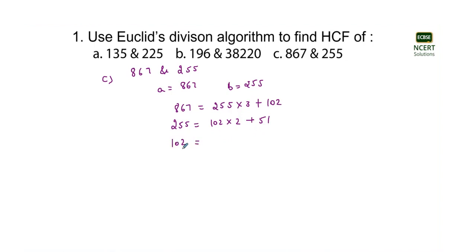Applying Euclid's division lemma over these numbers, 102 will be equal to 51 into 2 plus 0. Which means that if we divide the number 102 by the number 51, 2 is obtained as a quotient and 0 is obtained as a remainder. As the remainder obtained is equal to 0, the division algorithm terminates over this step and the divisor will now become the HCF of the numbers provided. Which means that we can write the HCF of 867 and the number 255 will be equal to the divisor, which is 51 in this case.